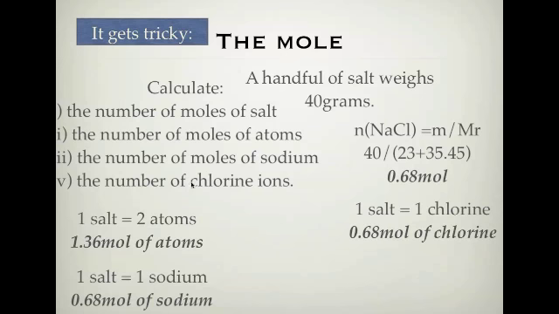Next one, chlorine. 1 mole of salt means 1 mole of chlorine. So therefore, in this many salts, you have this much chlorine. Pretty simple. But what we want to know is how many chlorine ions there are. So we need to calculate capital N, because it's not asking for the moles of chlorine ions, it's asking for the number of chlorine ions. So we have to multiply the number of moles of chlorine by Avogadro's number, and therefore we get how many chlorine ions there are in this much salt.